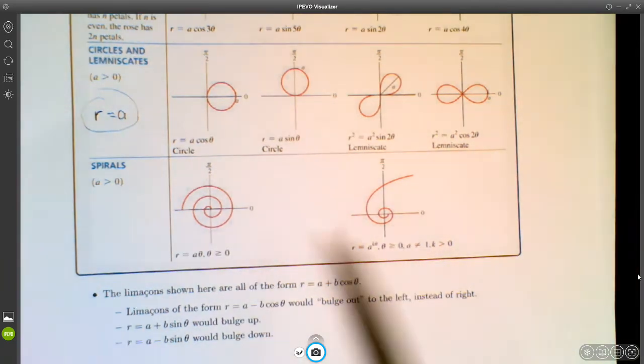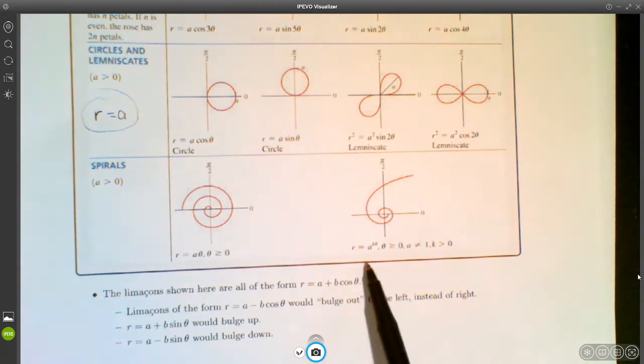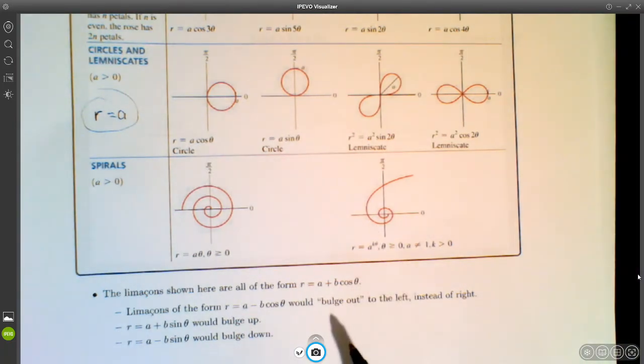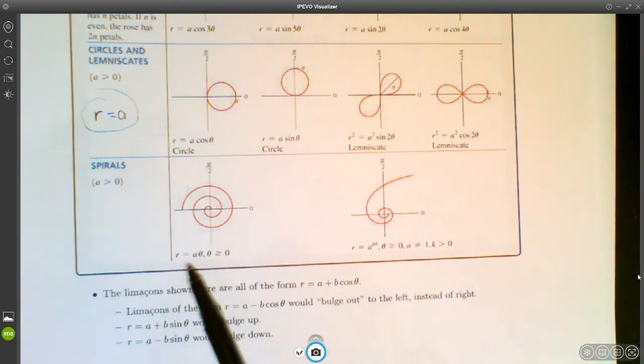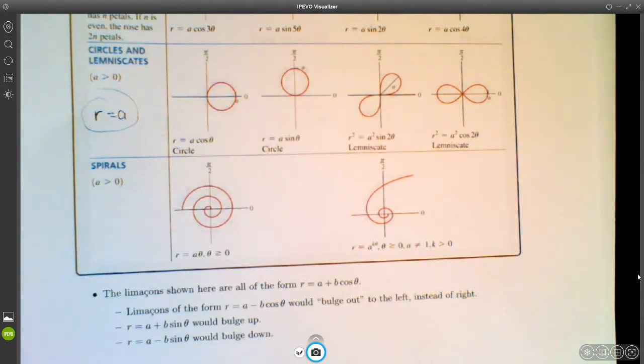With these things, I think the best thing to do is just to plot some points to see what's going on. But generally speaking, you're going to get these spiral things whenever r is some function of theta, but it's not a trig function of theta.